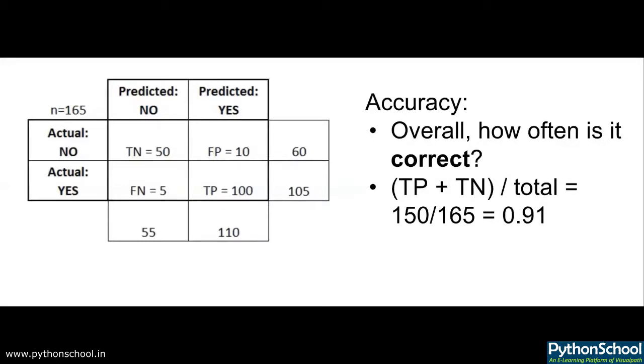Then we calculate the accuracy, which tells how often it is correct. The formula for accuracy is given as true positives plus true negatives divided by total. In our case, we had 100 as true positives plus true negatives 50, so 100 plus 50 is 150, and total observations is 165, which evaluates to 0.91, which means that our model is 91% accurate in this case.